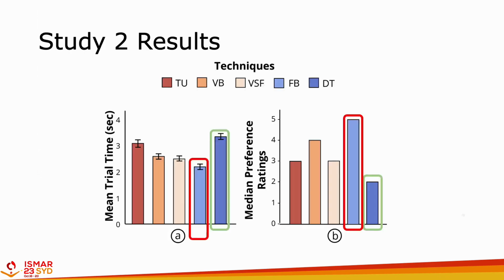The study 2 results show that FingerButton's mean trial time was less than the other techniques and it was also most preferred by the participants. On the other hand, the double tap technique's trial time was more than the other techniques and it was also least preferred by the participants.